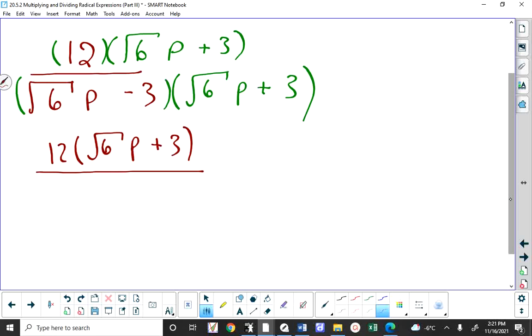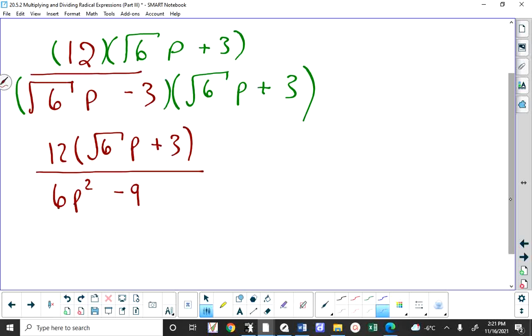It's root 6, then times p, times root 6, then times p. So the root 6 times the root 6 is 6. The p times the p is p squared. And then I go negative 3 times negative 3, which is negative 9. Let's let that roll around upstairs for a few seconds. Does that make sense?